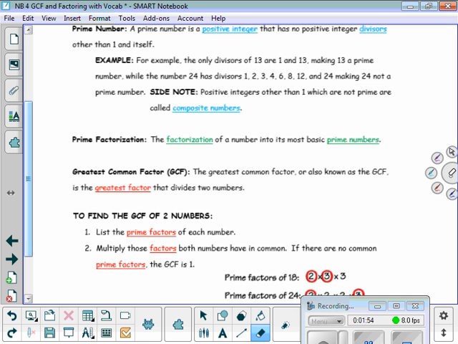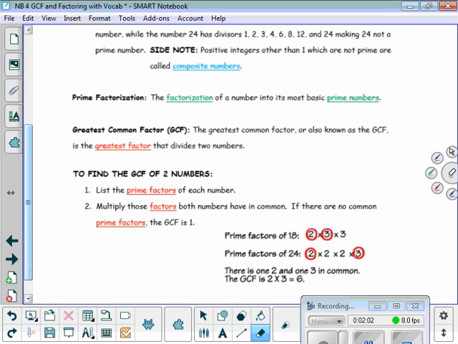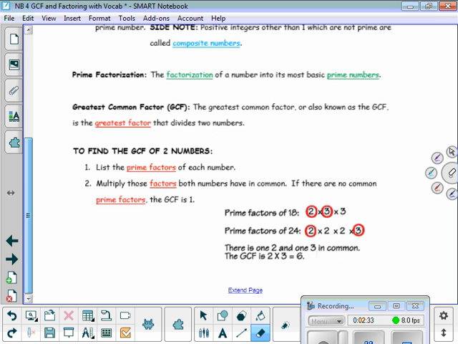Greatest factor. Well, now that you know what a factor is, things that multiply, what do you think greatest is going to be? The biggest thing that multiplies. Prime factors. Well, we know what prime is, and we know what factors are, so let's bounce over to 18. 18 has prime factors of 2, 3, and 3. Are 2 and 3 prime? Yes. And are they being multiplied? Thus making them prime factors. 24 has prime factors of 2 times 2 times 2 times 3. Are those all prime? Are they being multiplied? Thus being prime factors.